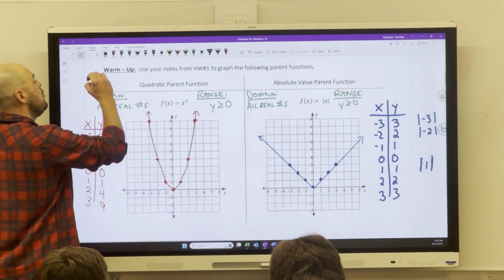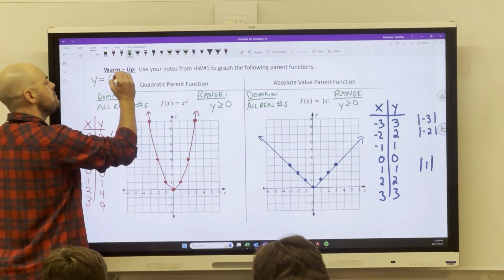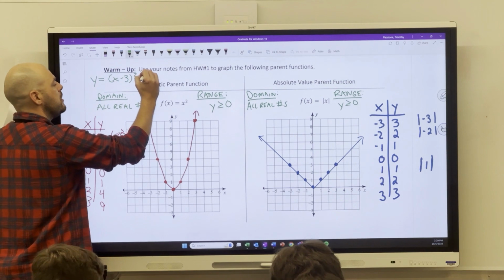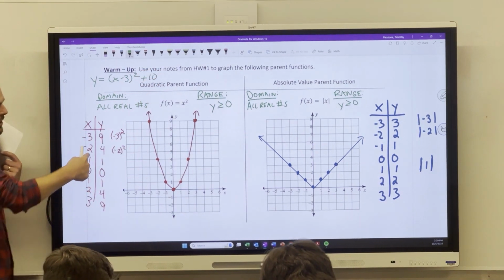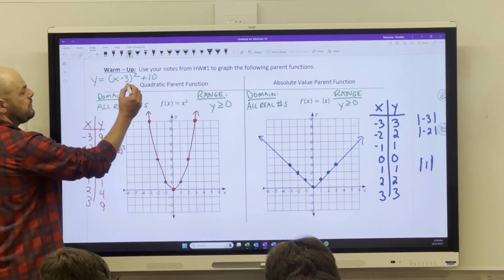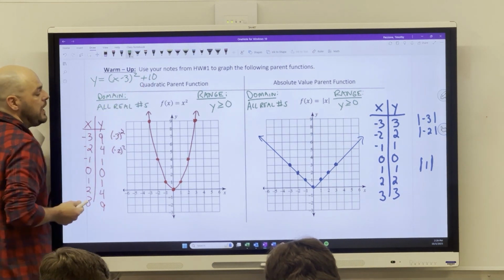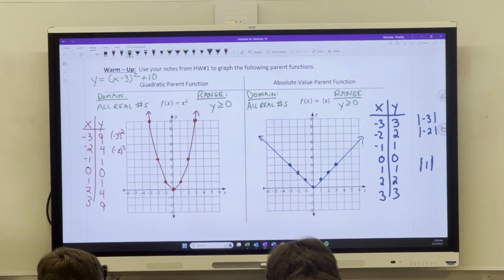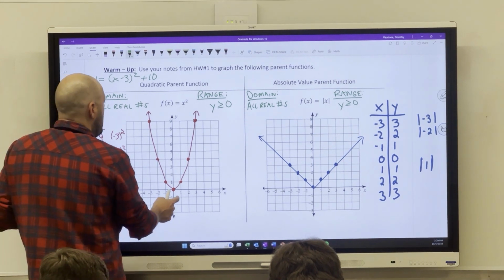Like, what if you had y equals (x minus 3) squared plus 10? Well, now this is going to get real hard, right? So you don't need to do these calculations if you know the pattern and you know what this -3 and this 10 do, okay? So that's what we're going to talk about. So let's talk about the pattern, okay?